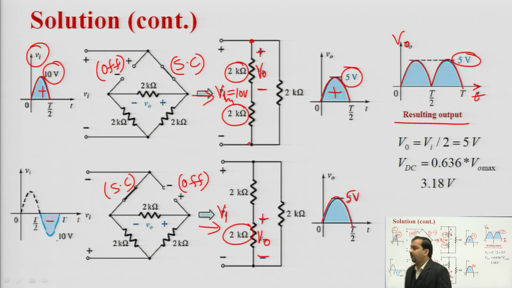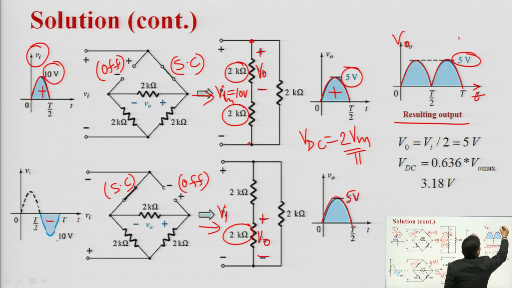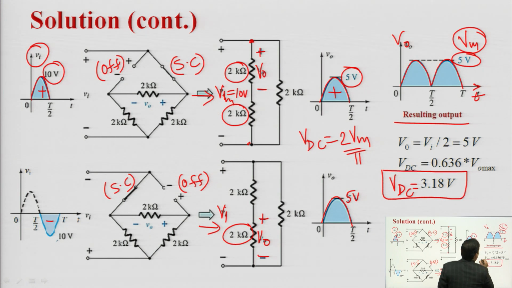For a full wave rectifier we are very familiar that VDC is 2 times Vm by pi, and Vm is 5 volt, the maximum value of the output voltage. So this value will be around VDC equals to 3.18 volt. So we can clearly calculate the output value of DC, which is 3.18 volt.